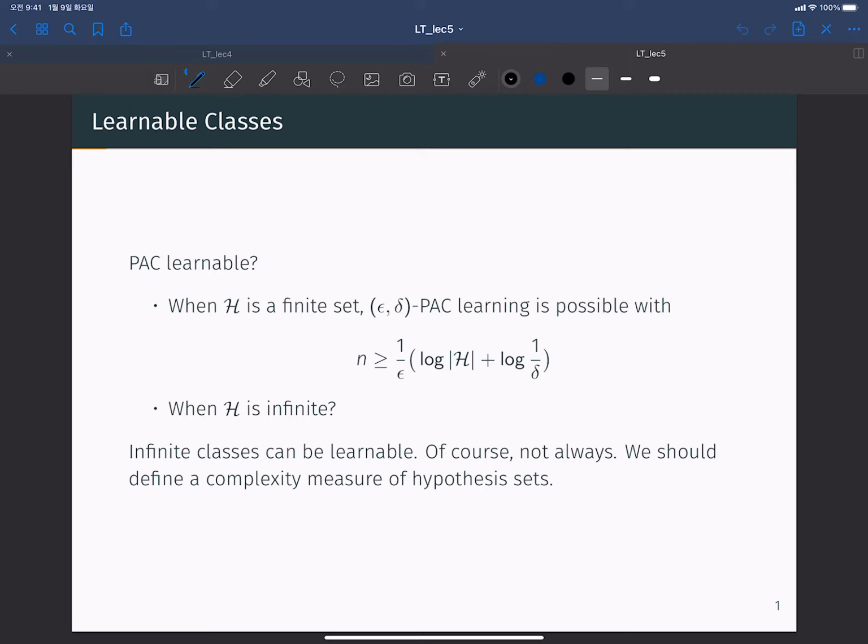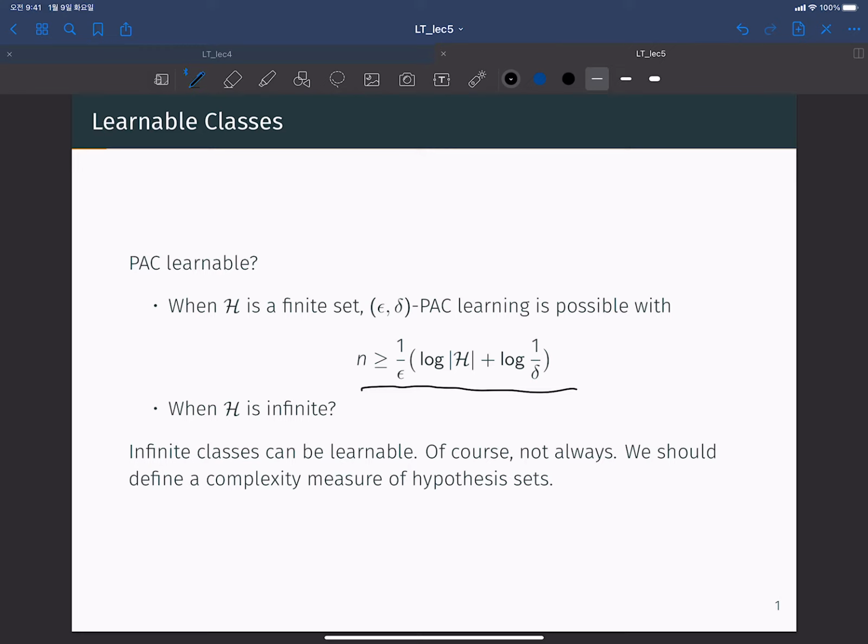So what was PAC learning? When the hypothesis set H is a finite set, epsilon-delta PAC learning is possible with this amount of samples. We showed this. Here epsilon and delta indicate we can guarantee at most epsilon test error with probability 1 minus delta. Then we say our algorithm is PAC learnable with parameters epsilon and delta.